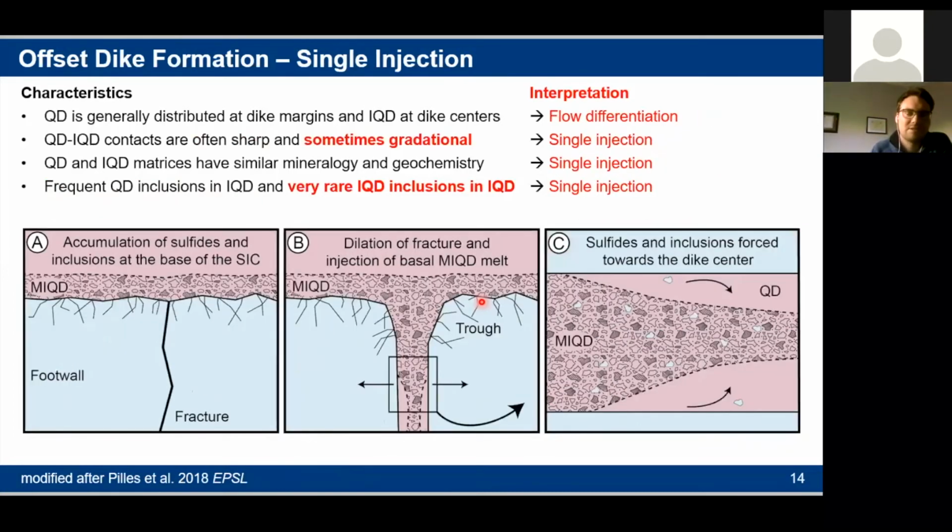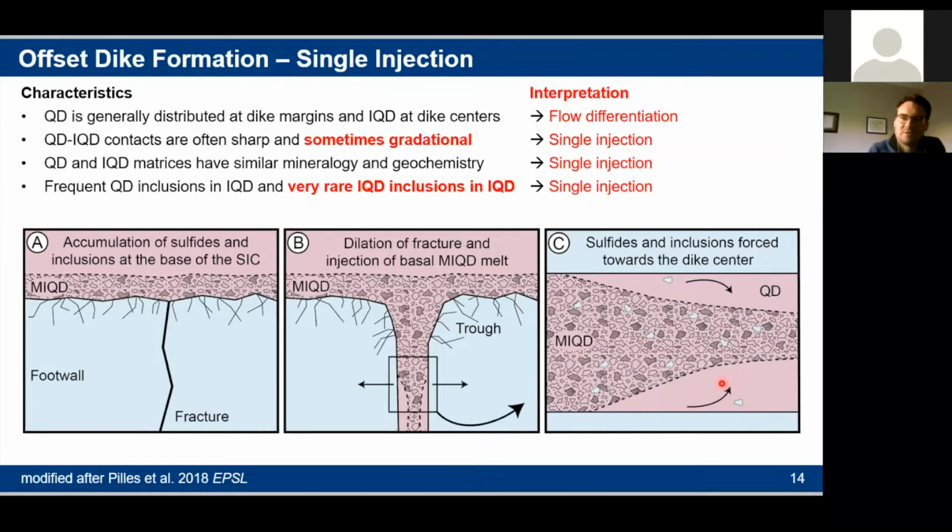Other authors believe that the characteristics of the offset dikes can also be explained by a single injection. And the model works like this: we have an initial inclusion-rich and sulfide-rich basal layer, which then gets injected into the country rocks. And then during the flow of this MIQD unit, we have fluid dynamic processes which lead to the sulfides and the clasts migrating from the margins towards the center, basically forming this inclusion-poor margin, and then leaving behind in the center this inclusion-rich center. And this is something which could explain the gradational contacts which can be observed. And this might also be able to explain IQD inclusions in IQD.